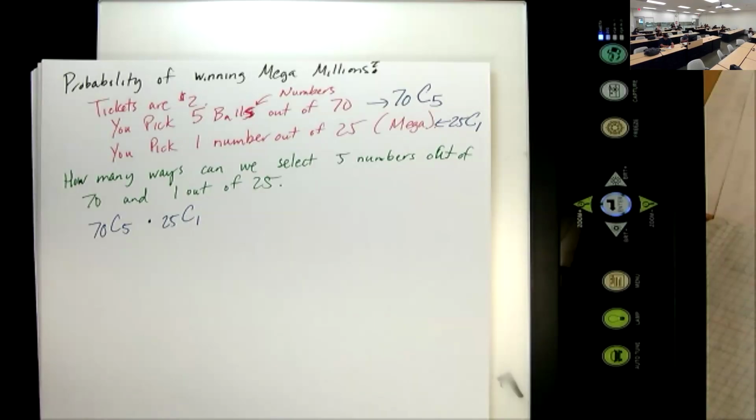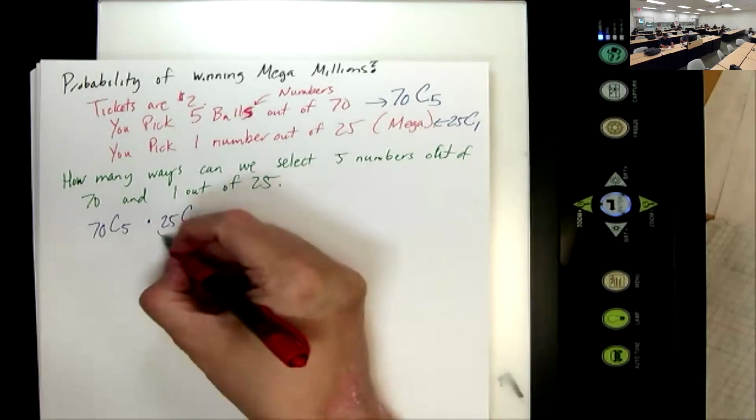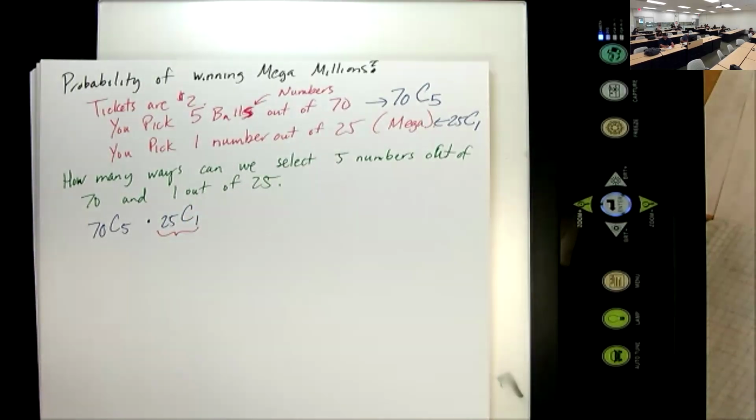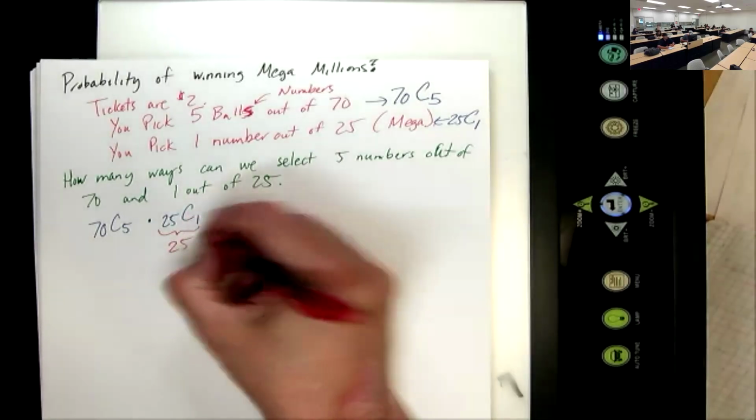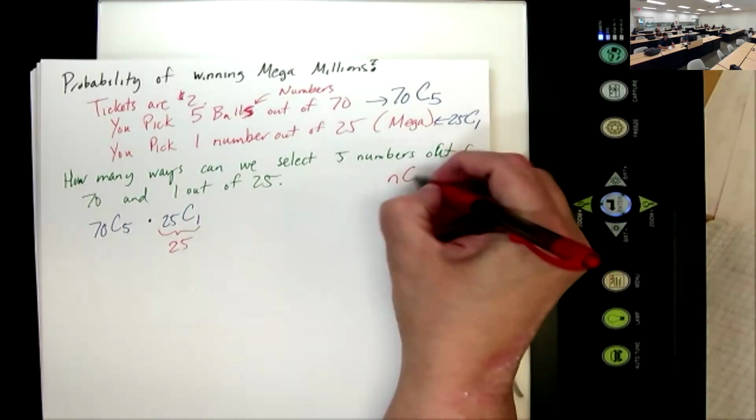If you're only selecting one, you really don't need nCr for selecting one. If I can only select one ball and there's 25 balls, how many ways could that turn out? Just reasonably, there were 25 different numbers and I could only randomly pick one. How many different options do I have? 25. In fact, nC1 is always just n.